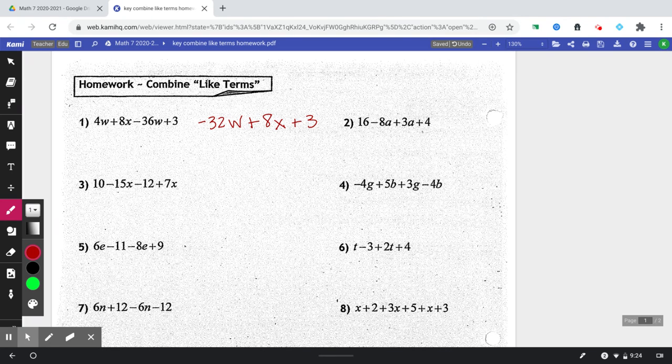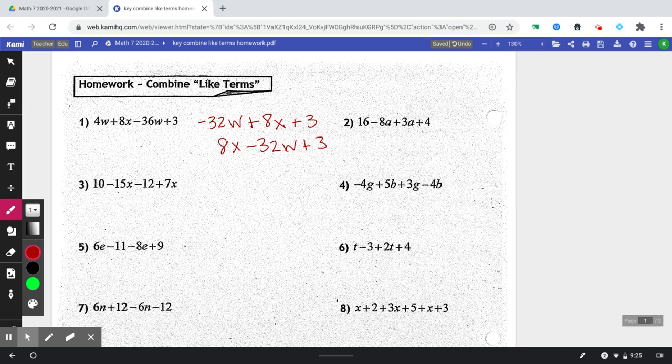So somebody else in the class could have had 8x minus 32w plus 3. And that is the same thing as what I had, okay? I mean, you could have any combination of these three terms in order, okay? The important part, remember, is that you have a negative 32w, a positive 3, and a positive 8x, okay?